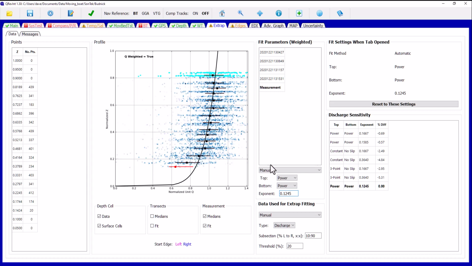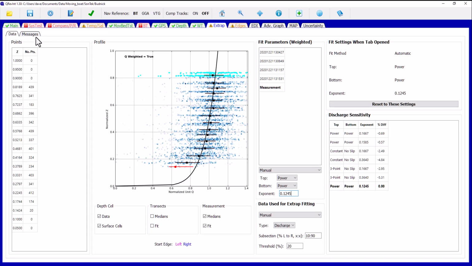And if we look at the comparisons again, depending on constant no-slip, now we're seeing almost 5% difference in the automatic fit using 80% of the data and the automatic fit using 100% of our data. This is actually rather rare. Typically, we find that when we change the subsection, the fit typically doesn't change a lot.